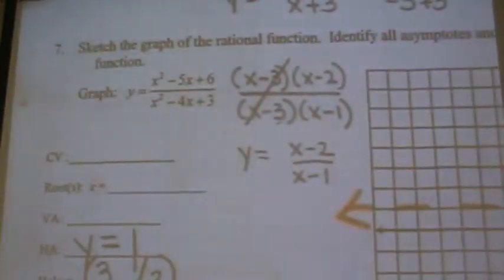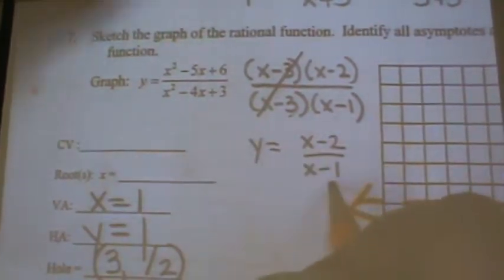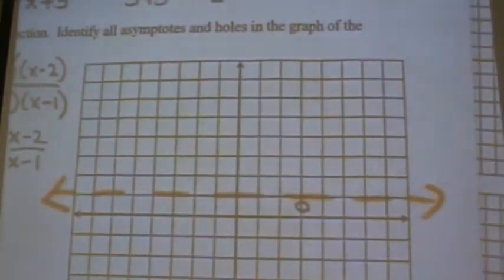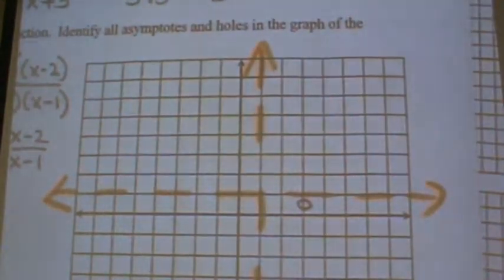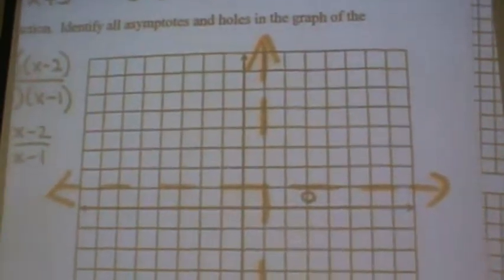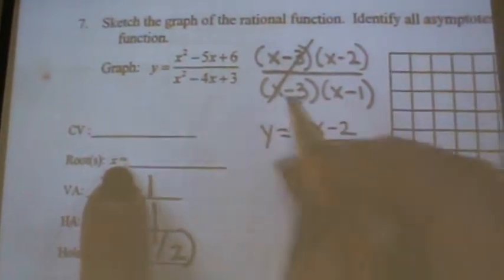What else do you know? What's your vertical asymptote? X equals 1, right here. How do you graph x equals 1? Put a point at 1. Vertical line at 1. How do you figure out the roots? The roots are where the numerator gives you a 0. So right here, what would it be?